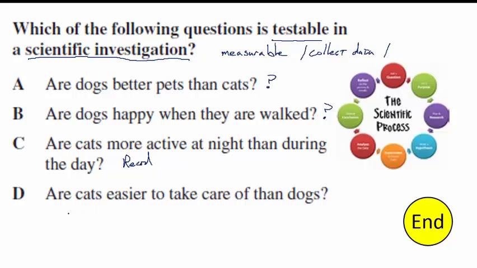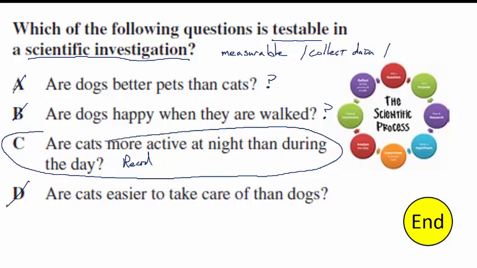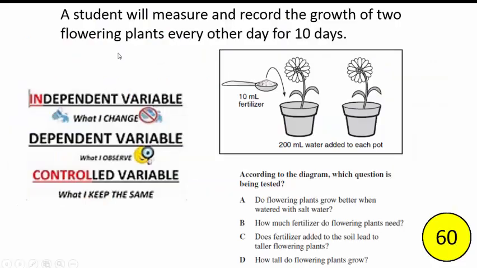So I'm thinking this is probably our answer. But let's see what D says. Are cats easier to take care of than dogs? Again, that goes to, I've had dogs. I don't like cats so much, but that's my opinion. Some people would disagree with me. So I'm going to take D, B, and A out of the scenario, and I'm going to say that C is the only thing that I can actually collect data from. So that's our choice. Next question, 60 seconds. Begin.